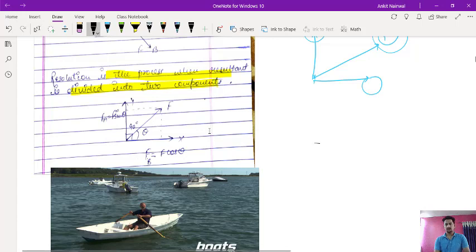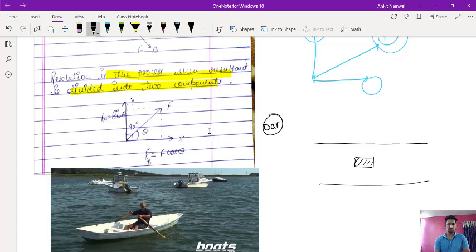Suppose this is a river and here is one boat. Now this boat does not have an oar. Oar means O-A-R. The oar is this stick which this man has in his hand, with the help of which he is trying to move the boat forward. So in this boat the oar is missing. In Hindi it is called chappu.